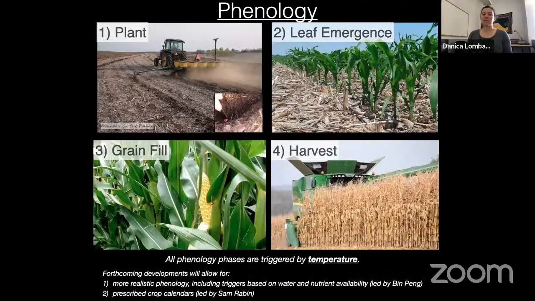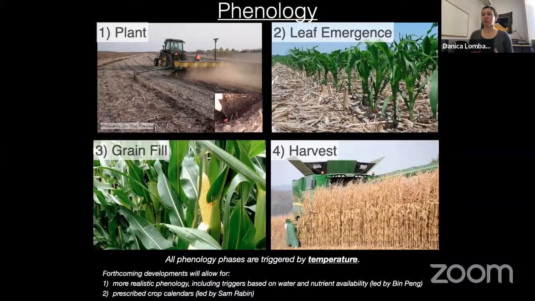Crops are a little bit different than native vegetation in that they have active phenology, and currently we have 4 phenological phases. The first is planting, the second is leaf emergence, the third is grain fill, and the fourth is harvest. So each of these is a trigger for a new phenological phase. They're all temperature-based triggers, so keep that in mind. There's no soil moisture or nutrient stress or anything.